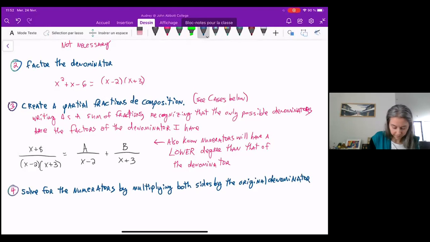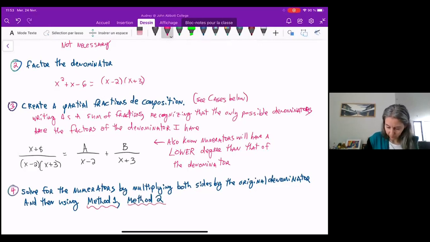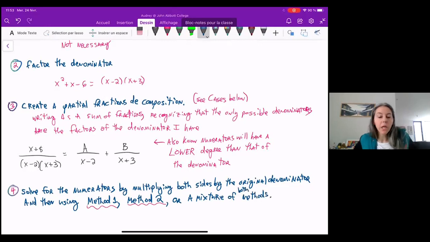And then using either method 1, method 2, or a mixture of both methods. And so today we're only going to see method 1. In next class we'll see method 2 as well, and we'll see when one is better than the other.